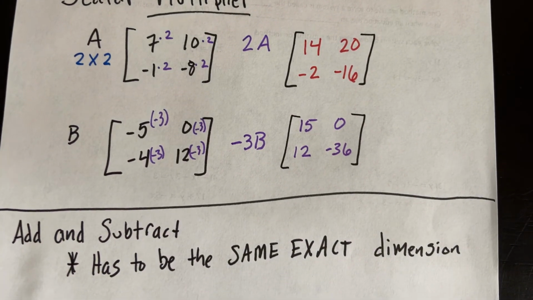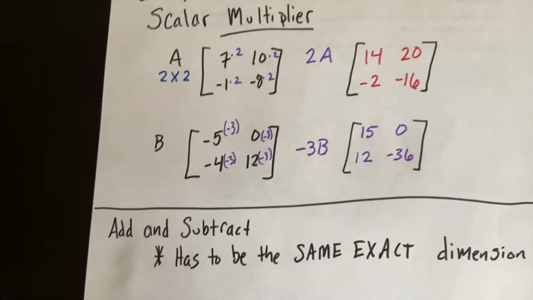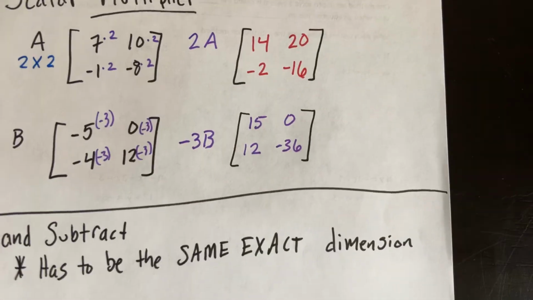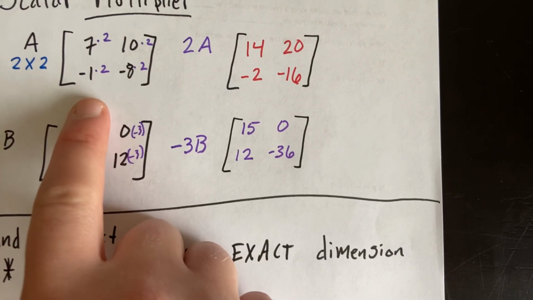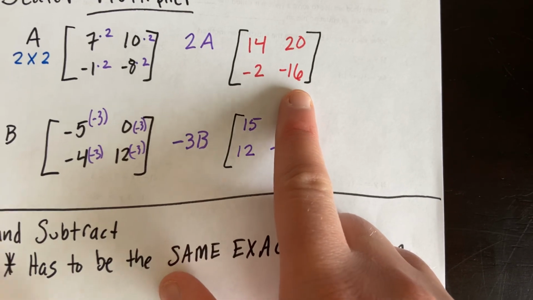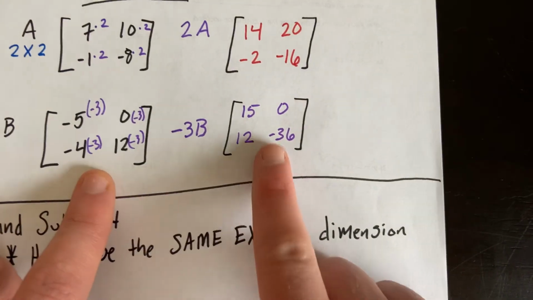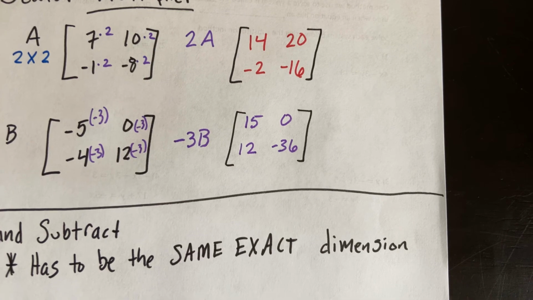Notice how the shape of the matrix didn't change. We have a 2 by 2 matrix. When we multiplied by that scalar, it stayed a 2 by 2 matrix. Our 2 by 2 matrix here stayed a 2 by 2 matrix.